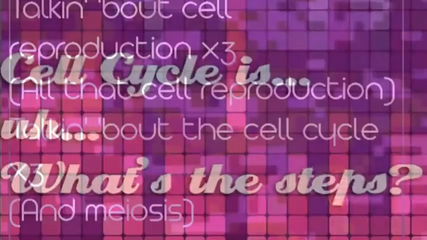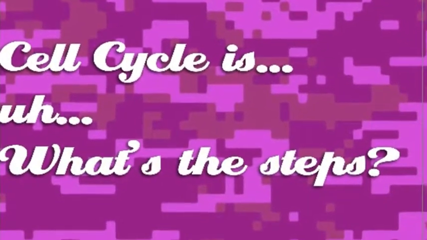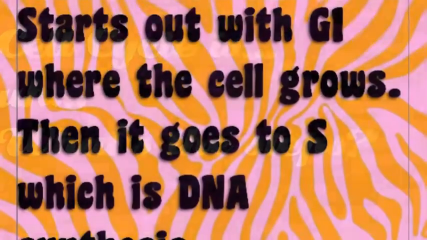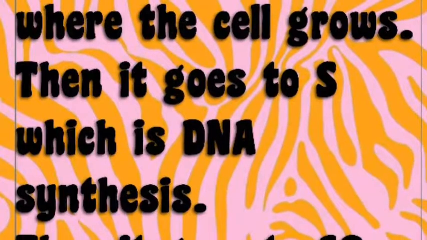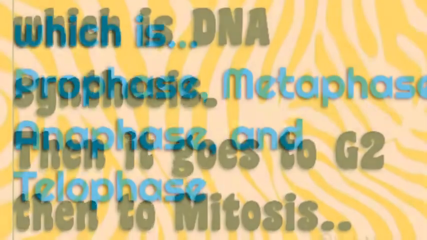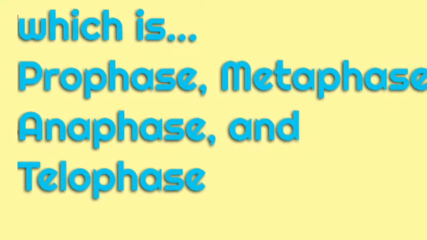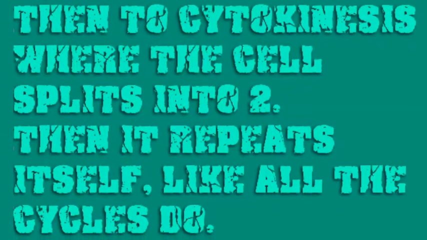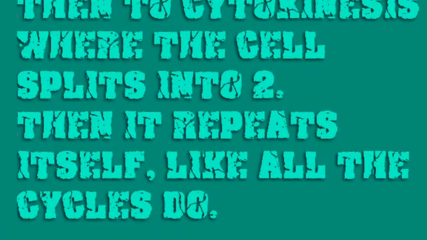Meiosis. The cell cycle, what are the steps? It starts at G1, where the cell grows. Goes to S, which is DNA synthesis. Goes to G2, then to mitosis, which is prophase, metaphase, anaphase, and telophase. Then to cytokinesis, where the cell splits into two. It repeats itself like all cycles do.